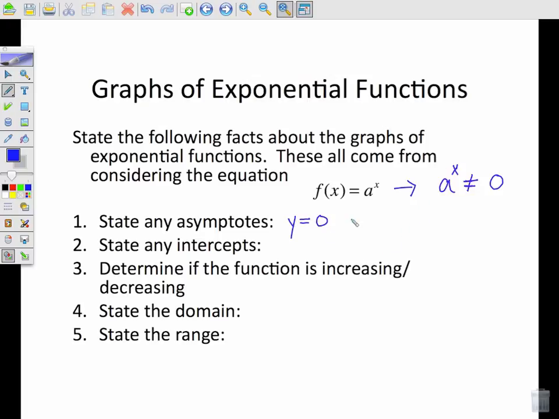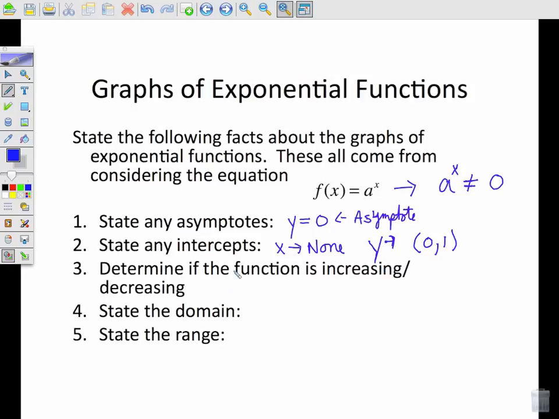State any intercepts. Well, since y cannot equal 0, if that's an asymptote, then it's never going to cross the x-axis. So as far as the x-intercepts, there are none. And we already know that the y-intercept, as long as this is our formula, will always be (0, 1). Of course, we can have some shifting of our graphs, left, right, up, or down, but this is for the generic case. The y-intercept is always (0, 1).